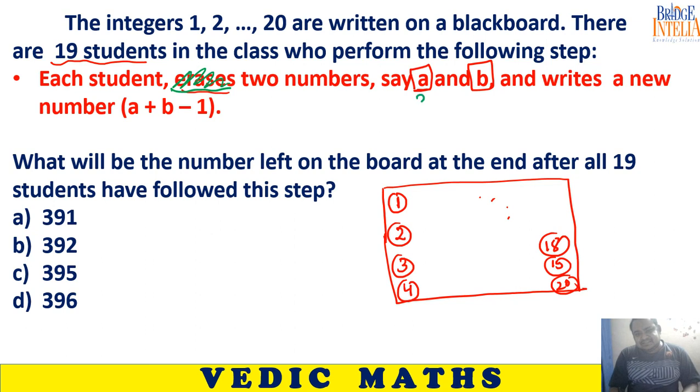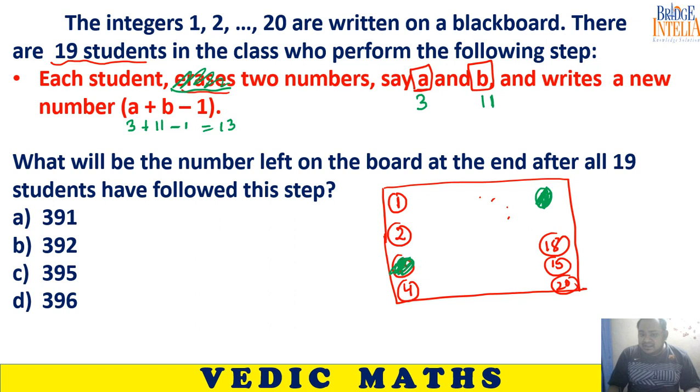Suppose that I select 3 and 11. So I have selected these two numbers. Then what I will do? I will delete from that board 3, and 11 is also written on that board. So I will delete 11 also. Now I have deleted 3. I have deleted 11. Now what I have done, instead I have written a new number. Now I will write a new number which will be equal to 3 plus 11 minus 1. So that will be equal to 13.